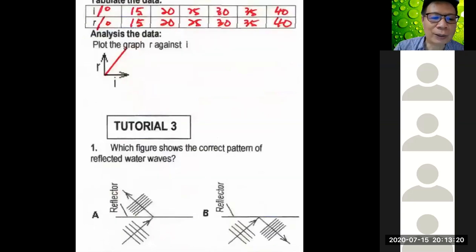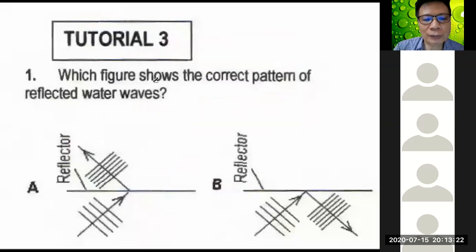Study the question, all of you. Which figures show the correct patterns of reflections of water waves? You see A, B, C, D. Which diagram shows reflections of water correctly? Think, go and find the answer now.